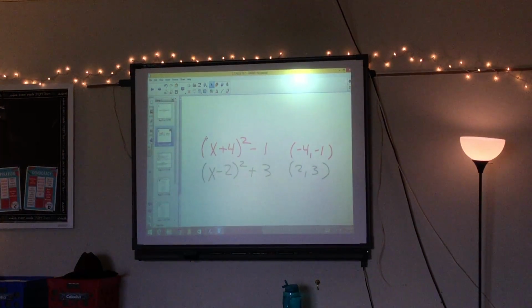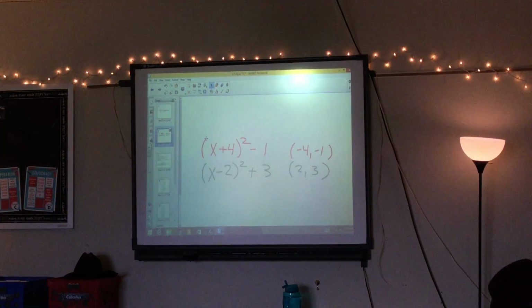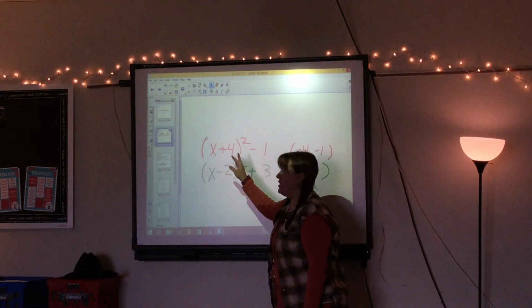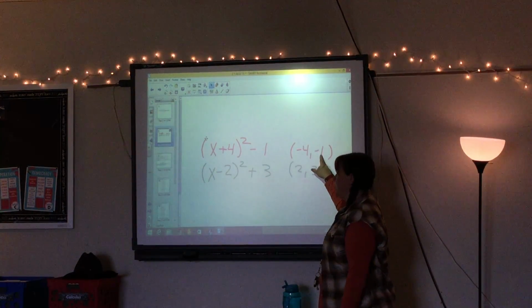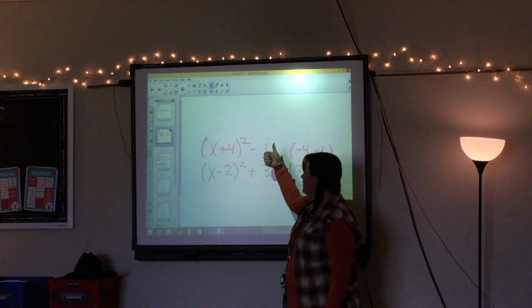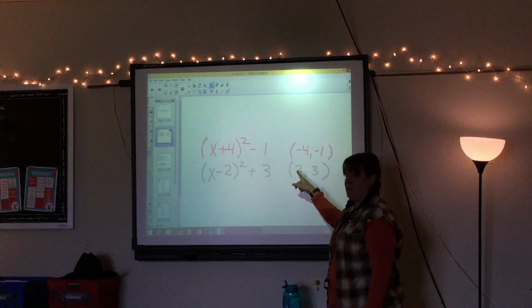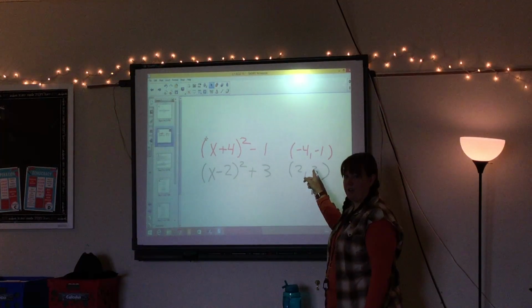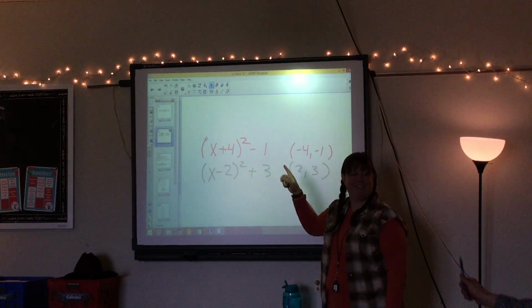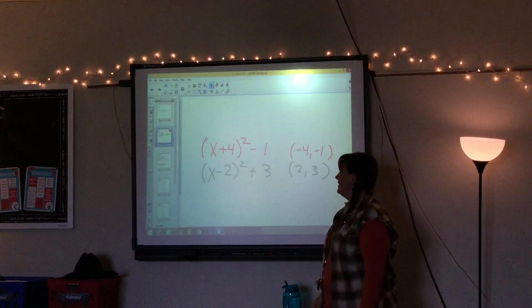So we graphed two parabolas on the board, and because you know transformations, you knew where this parabola went, and you found that its vertex was (-4, -1). And then with this one, we used transformations to move it to the right 2 and up 3, and you found the vertex was (2, 3). So do you see a pattern here? Yeah, you just change the sign of the number that's in the parentheses and then add on the ending number.